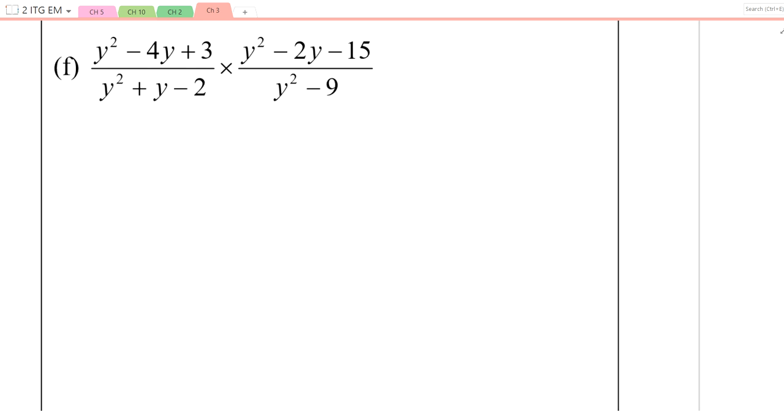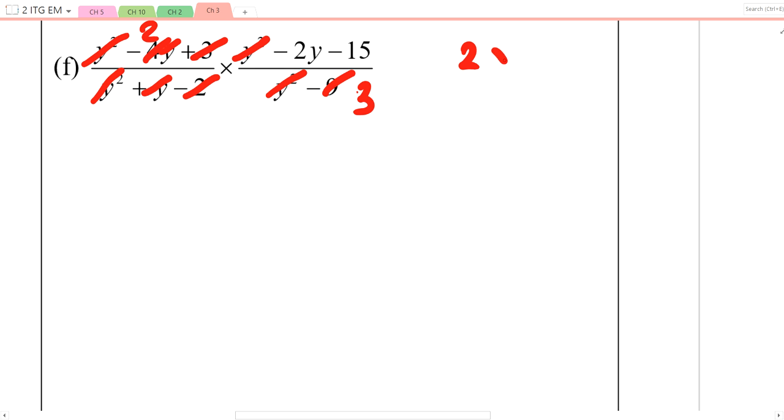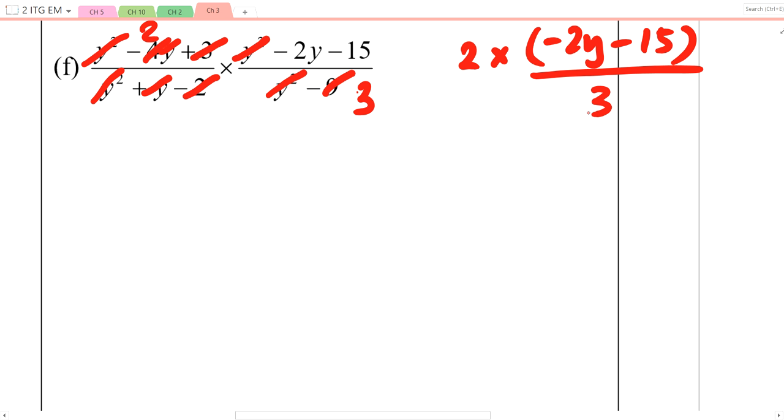Okay, let's see. Y square and y square cancel. Y and y cancel. 9 and 3 cancel. Left with 3. How about this? Oh, 2 and 4. This one becomes 2. So I get 2 times negative 2y minus 15 over 3. How about this? Does it look correct?